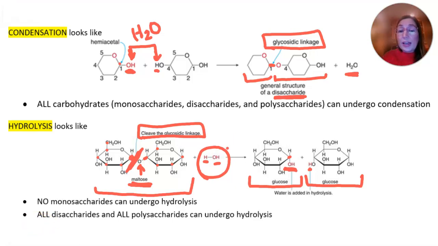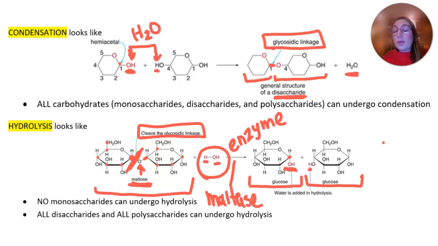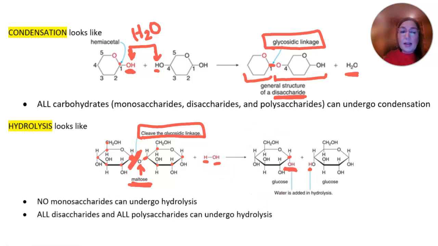We also needed an enzyme to catalyze the hydrolysis. So, for example, in the case of maltose, we need maltase as an enzyme catalyst. Remember that we had a matching catalyst for essentially each of these disaccharides, and maltose needed maltase as its enzyme catalyst to undergo the hydrolysis.